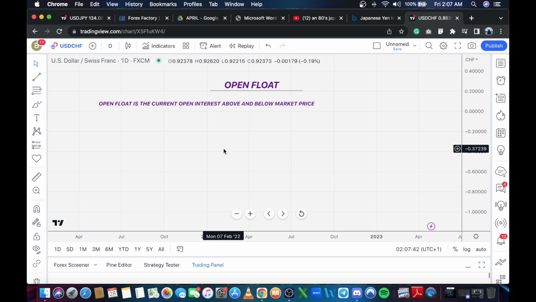Just to sum up what open float is in terms of current open interest above and below market price: the reason we use above and below market price is because that's typically where we will have a buildup of liquidity, or a liquidity pool, which is external to a price range. So let's define open float for an old high in form of buy stop.